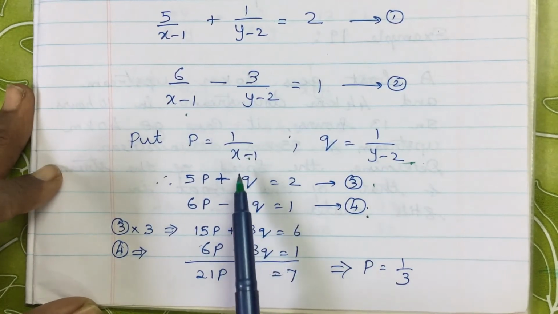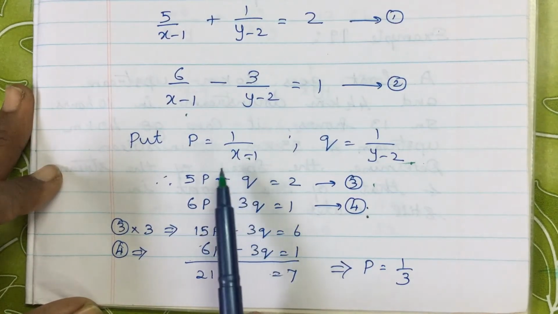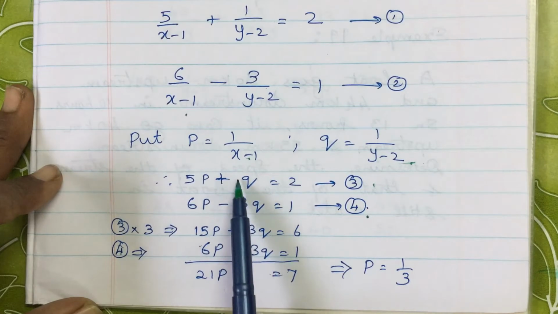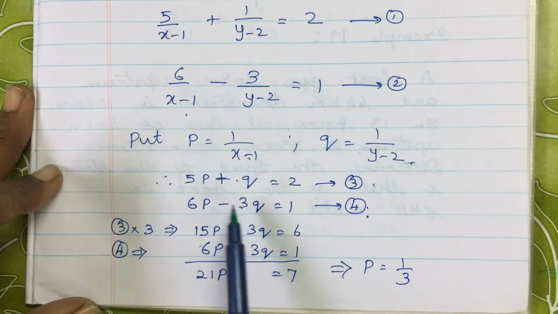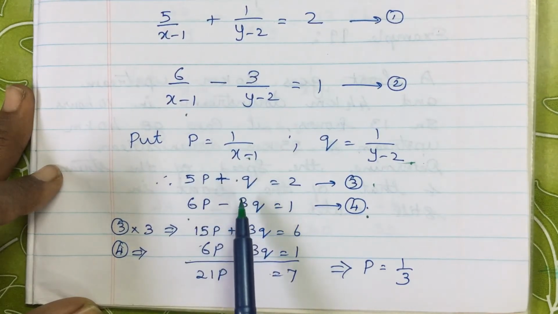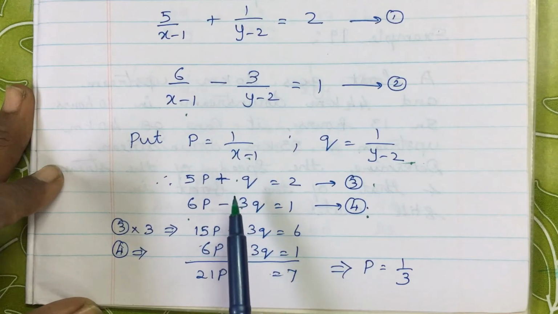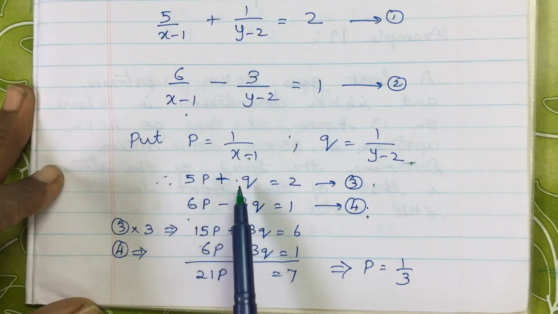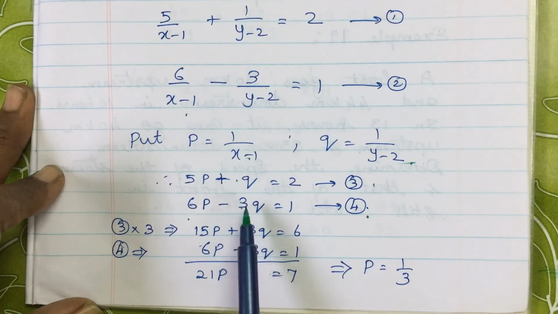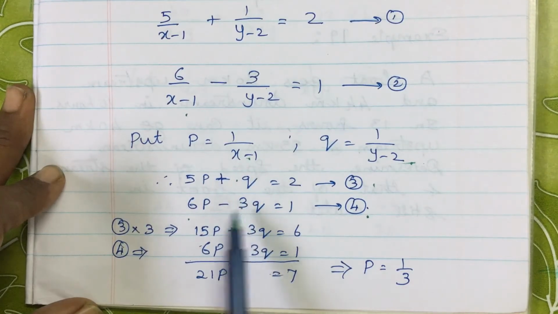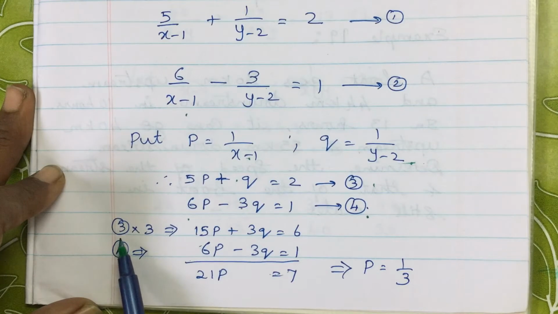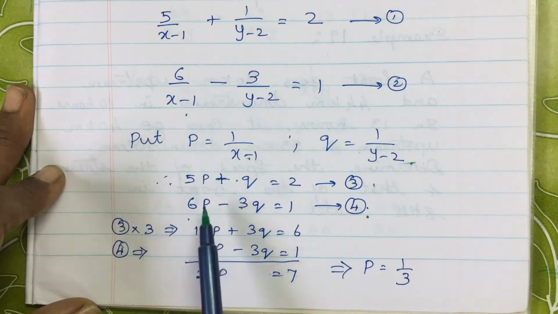So if you again check the coefficients, here you will be seeing 1, 3, here it is 5 and 6. So 1 and 3 are very less numbers when compared to 5 and 6. So it's better if you multiply the third equation by 3 alone. That is a single step required to cancel your q there. So I'm multiplying equation 3 by 3.